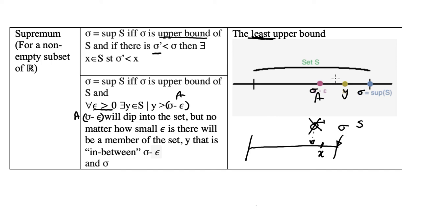The second definition says that there will definitely exist a y that is in between these two values. The y is bigger than A. There will definitely exist a y that is strictly greater than A, and that's how you define the supremum. So just two different definitions there, and I hope this helped.